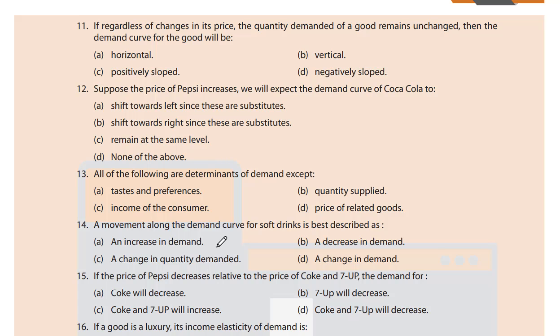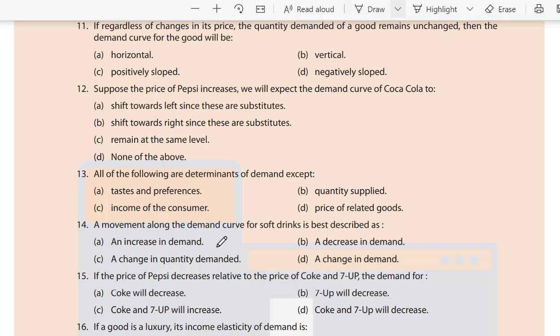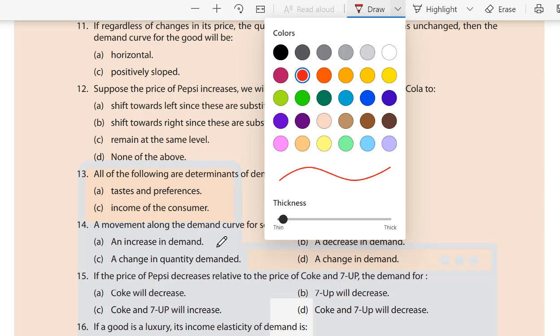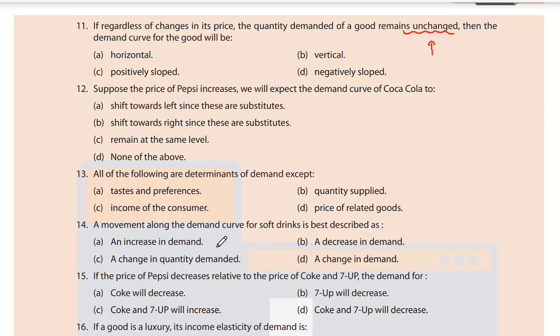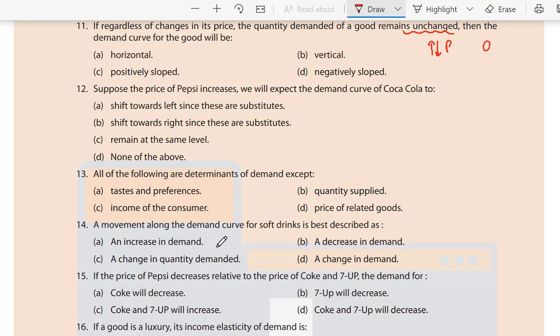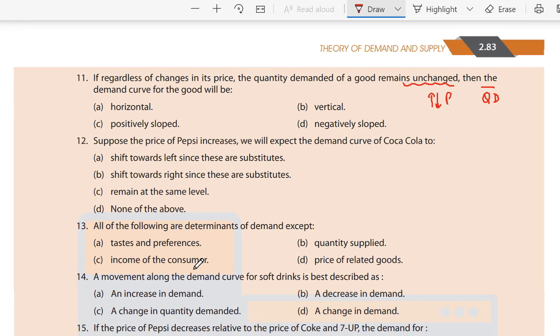If regardless of change in the price, the quantity demanded of the good remains unchanged, that means there is an increase or decrease in the price, but the quantity demanded of the good remains the same. Then the demand curve of a good will be: A, horizontal, B, vertical, C, positively sloped, or D, negatively sloped.